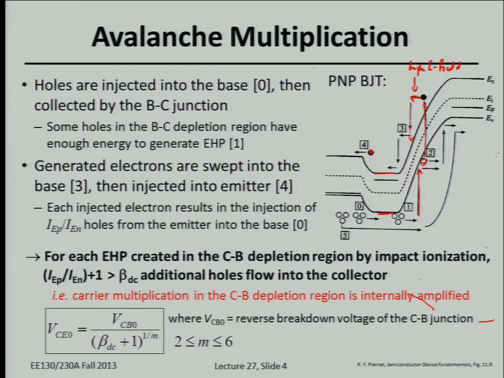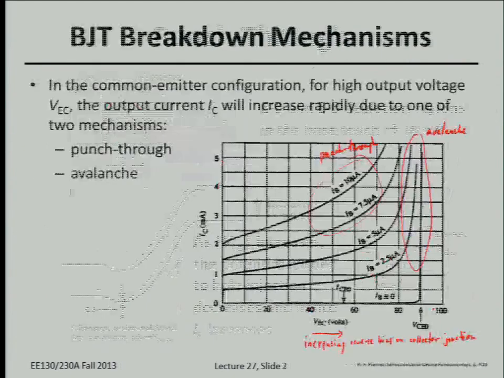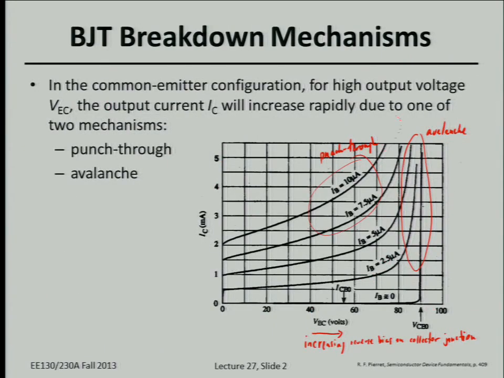The question is, can you have a combination of avalanche and punch-through? Punch-through occurs if you get rid of the quasi-neutral region in the base, so it is possible. In some of these curves, you're probably ending up with both punch-through and avalanche occurring at high current levels.